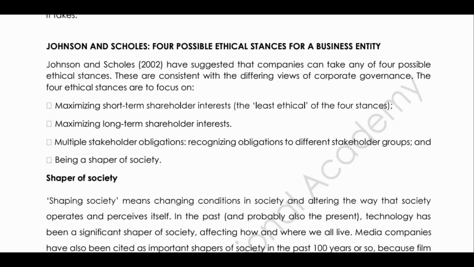Now, for example, let's start with maximizing short-term shareholder interest. Now, guys, please put this thing in your mind. The ethical stance for a business entity. The first stance is maximizing short-term shareholder interest. That simply means that in cases like this, most times it is not ethical when your focus is the short term, when your focus is the interest of the short-term shareholders, because you want to satisfy short-term shareholders. That way, your focus will be to make profit on time.